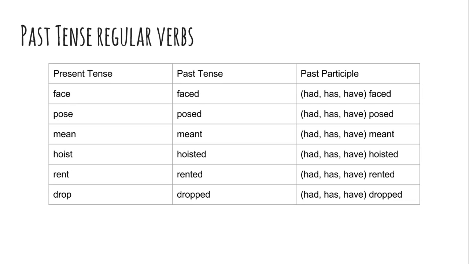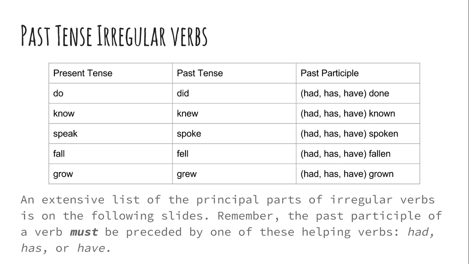Okay, so look at these following examples. Face is the present tense, faced is the past tense, and had, has, or have faced is the past participle. These are all regular verbs. The following are past tense irregular verbs. So do becomes did in the past tense and is had, has, or have done in the past participle.